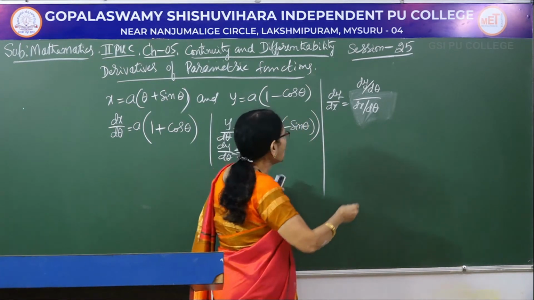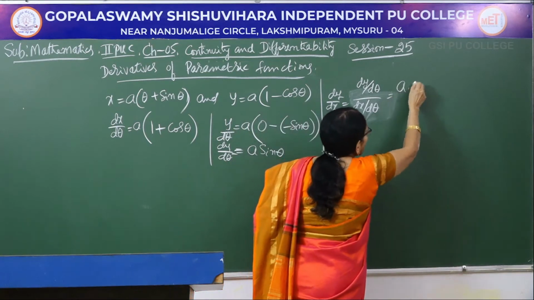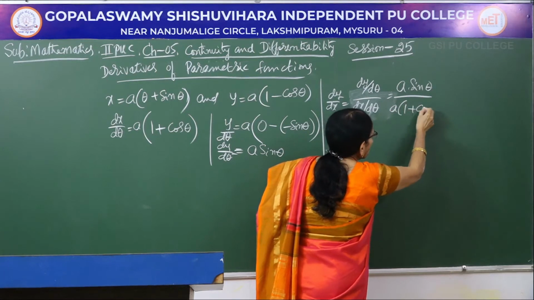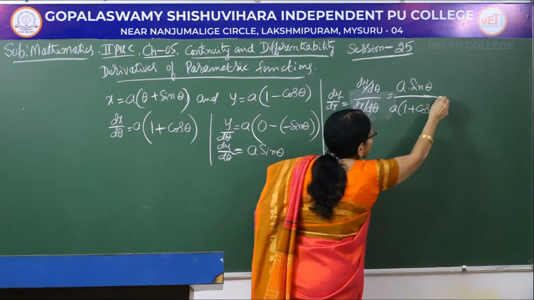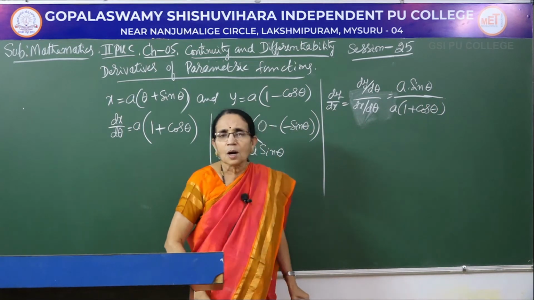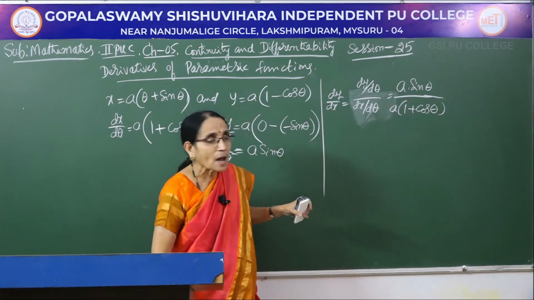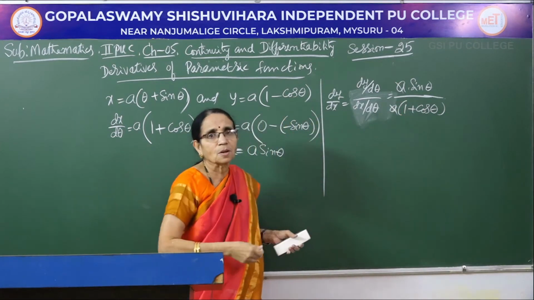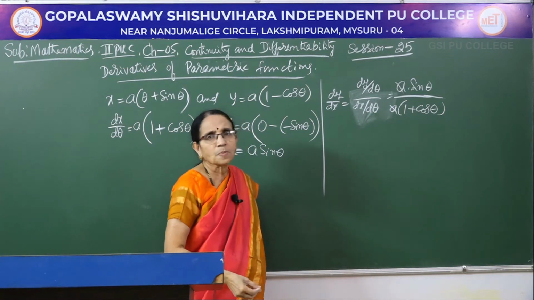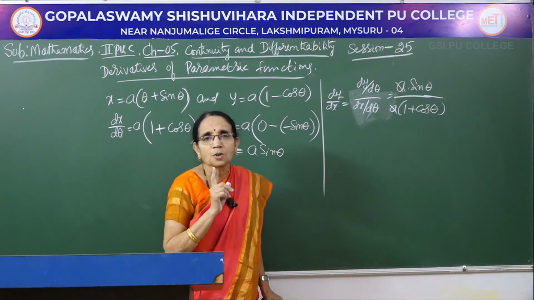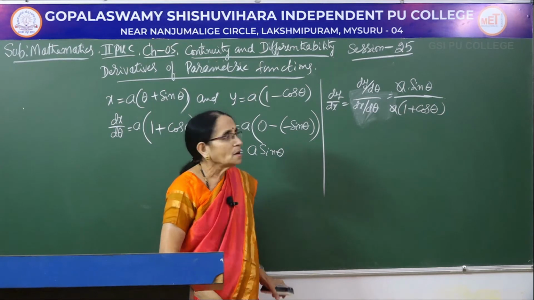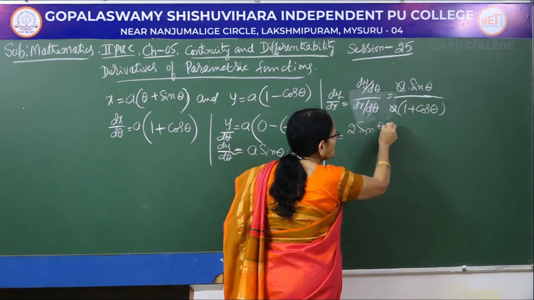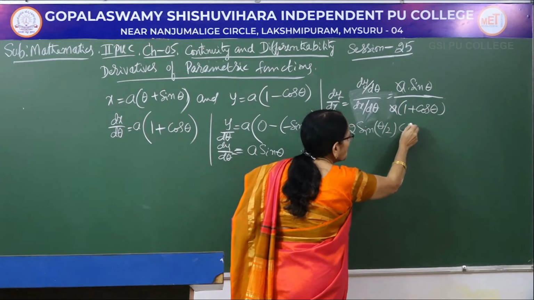Now, write the actual values. It is a into sin theta divided by a into 1 plus cos theta. I have written the individual derivatives as they are. Cancel a. I told you if the answer is not expected like that, then we could have stopped at this stage. Whereas, it has to be expressed in terms of half angle. So, sin theta, when you use the formula, is 2 times sin theta by 2 into cos theta by 2.